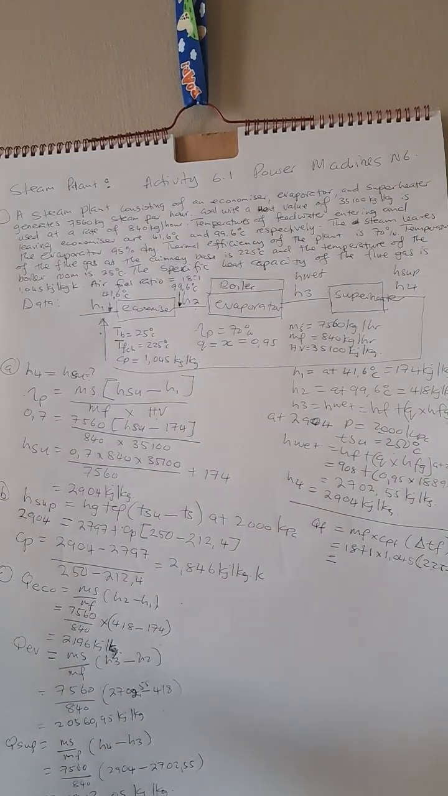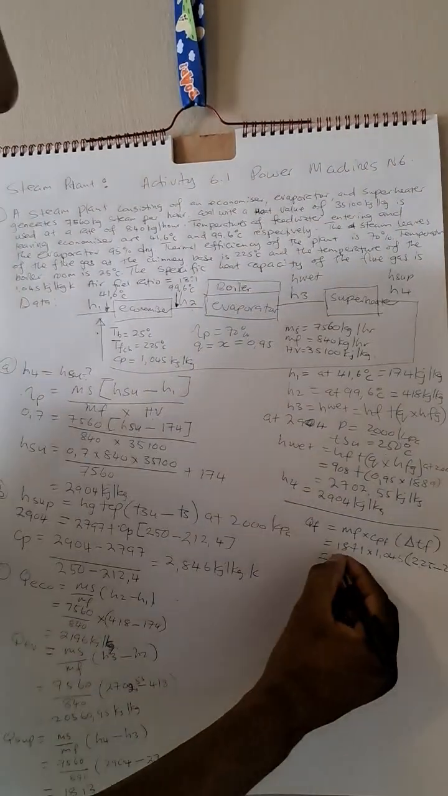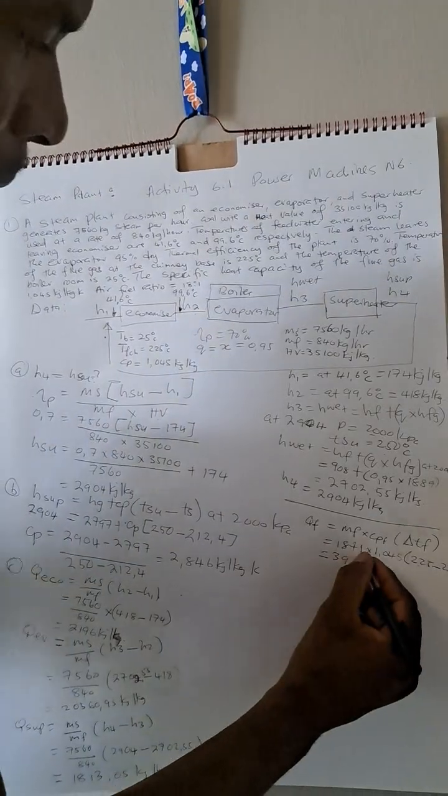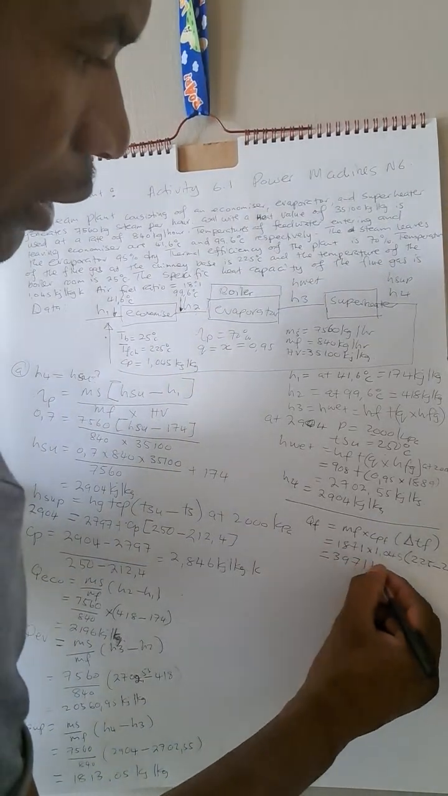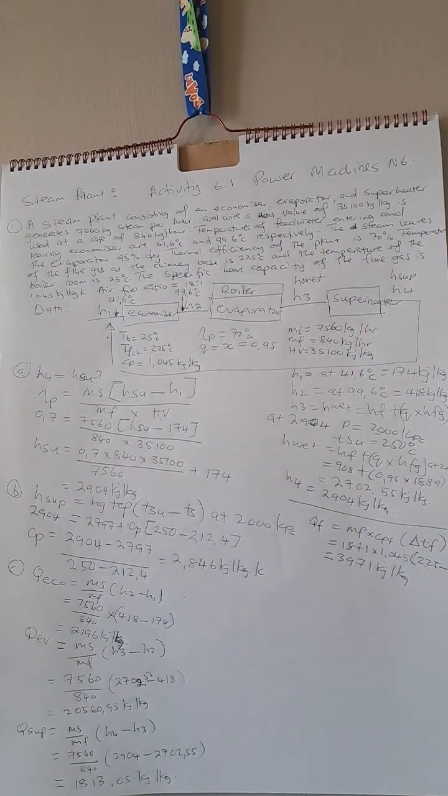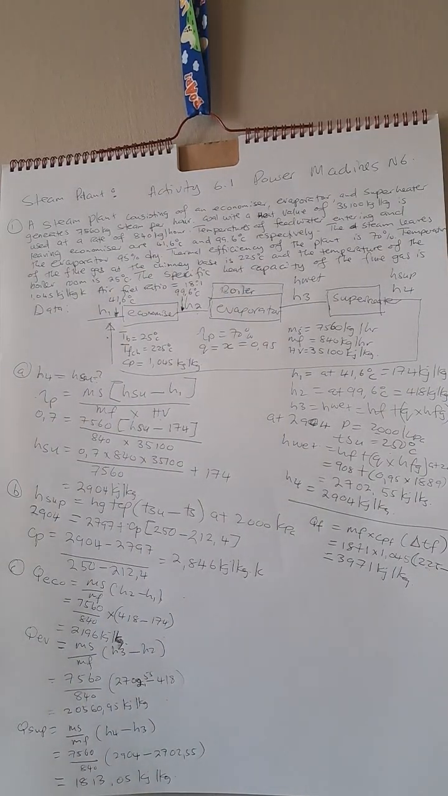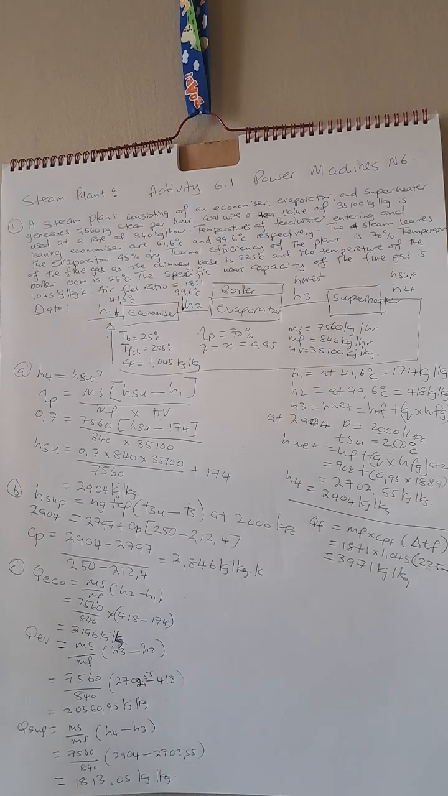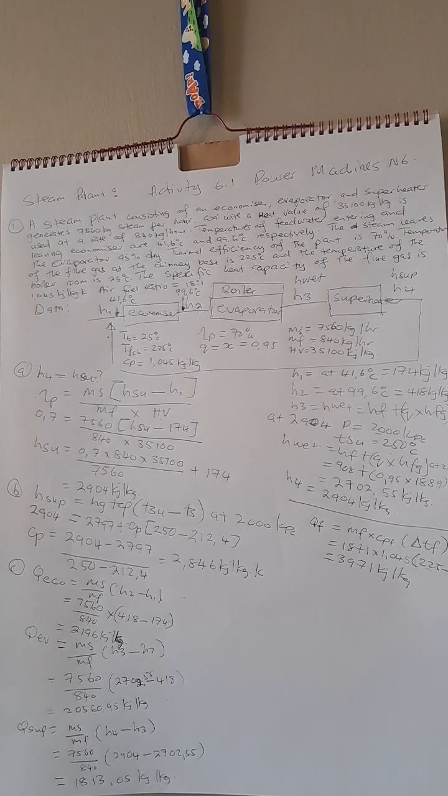So I'm getting my answer is 39.71 kilojoules per kg. So we are done with that part. The last question, our D, they want the temperature of the flue gas entering the economizer.